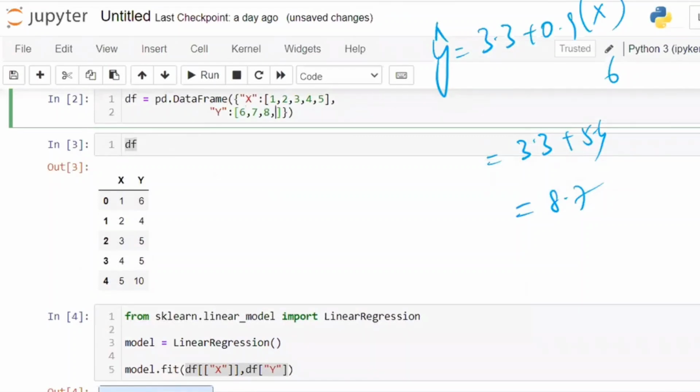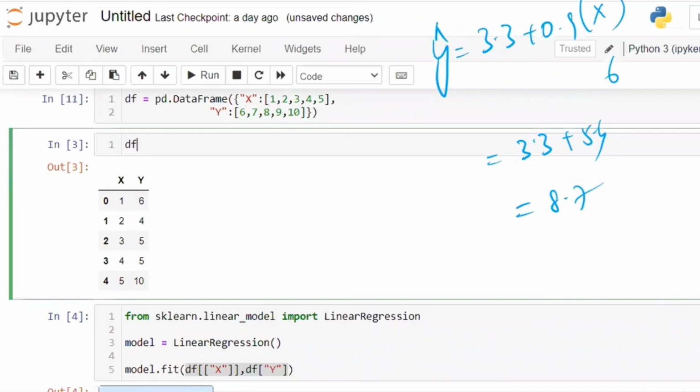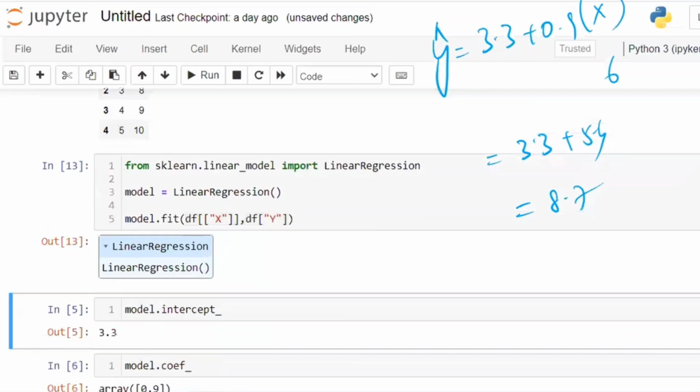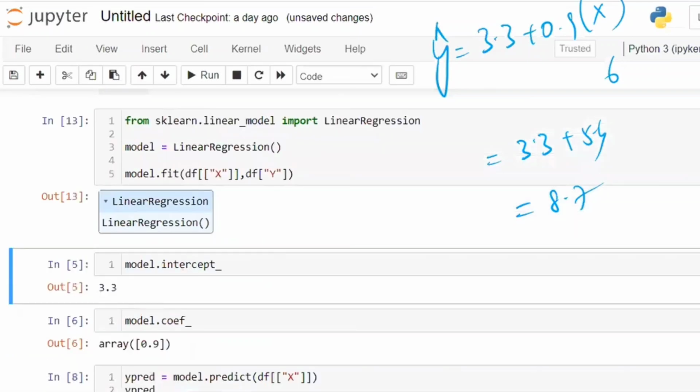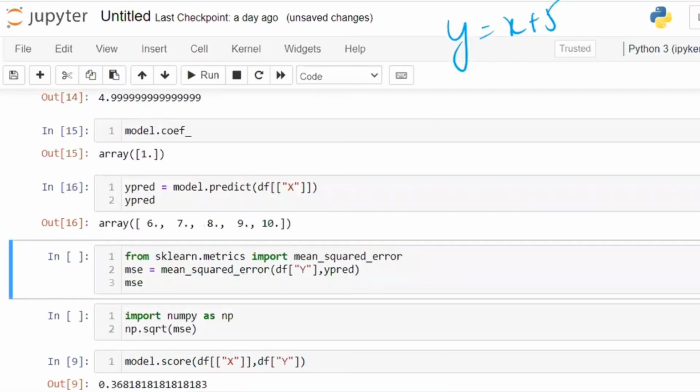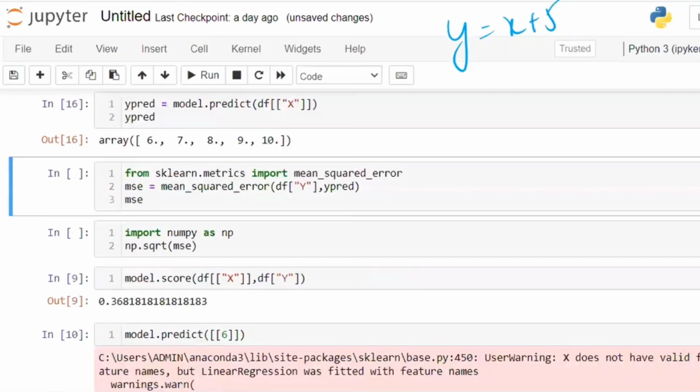6, 7, 8, 9, and 10. Now, by using this one, if I create the data frame like this and apply the linear regression, the coefficient is going to be 1 and the intercept 5, that is x plus 5. The equation is going to be x plus 5 for this one. Now, using this one, if I predict the answers for 6, 7, 8, and what is the score, miss? I'm going to get 100%.